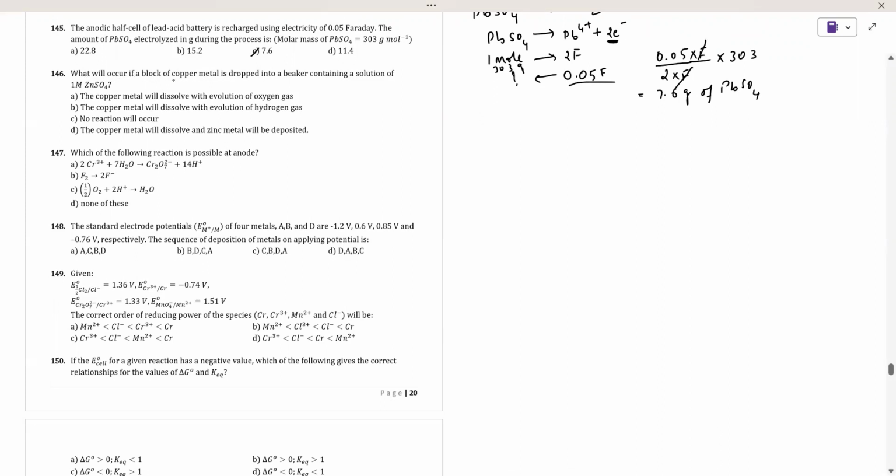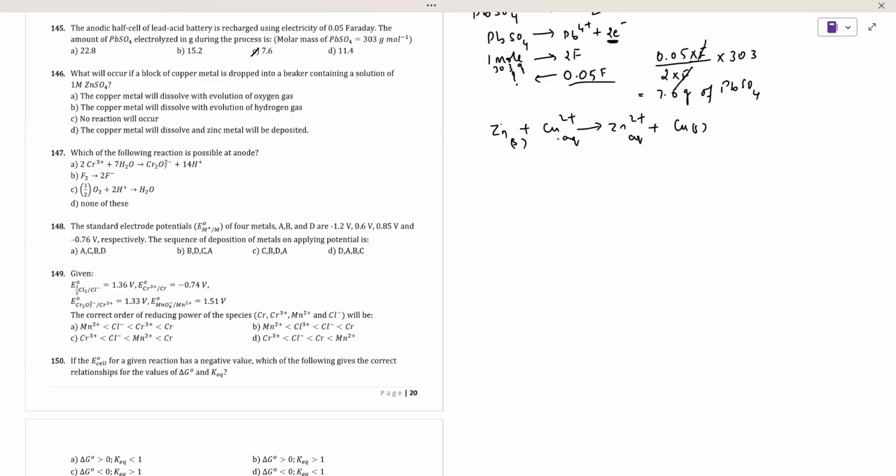What will occur if a block of copper metal is dropped into a beaker containing a solution of 1 molar zinc sulfate solution? Okay, we will now try to understand what will happen if a block of copper metal is dropped. Let us understand the reaction. We all know the reaction which takes place in the galvanic cell or voltaic cell, where zinc reacts with Cu2+, and there is formation of Zn2+ and Cu solid. So this is in aqueous state, this is also in aqueous state, and this is solid, right?